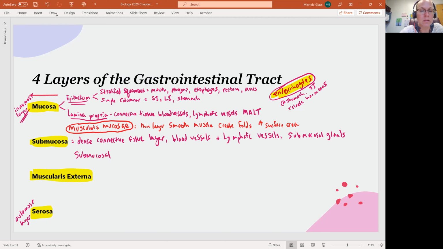submucosal plexus. And so let's highlight that one as well. Submucosal plexus. The submucosal plexus is a part of the ENS, which remember stands for enteric nervous system. And so we're going to be talking more about that in a later video. So this is going to be neural tissue that's going to regulate digestive secretions and react to presence of food.